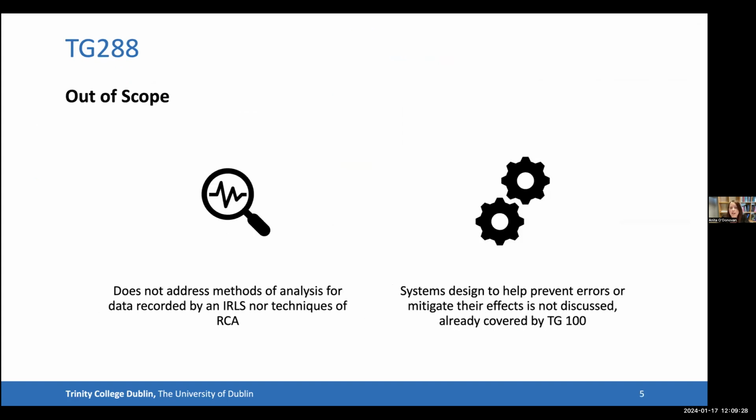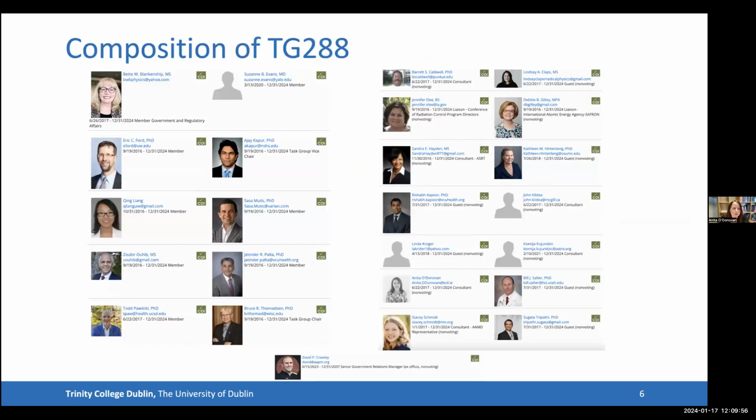So what was considered out of scope for the group? Before anyone asks any questions about this, we didn't go into any detail on analysis, on root cause analysis. And in relation to our scope, we also didn't discuss systems design at any great length, because that's already been covered by another AAPM group, which I can refer you to, which is TG100, and already been published.